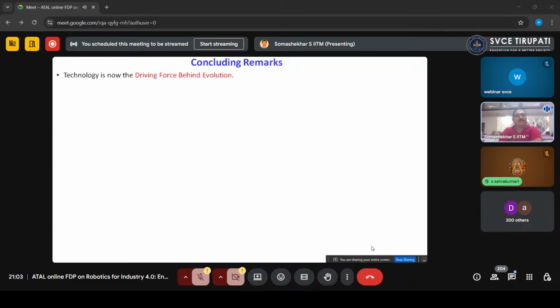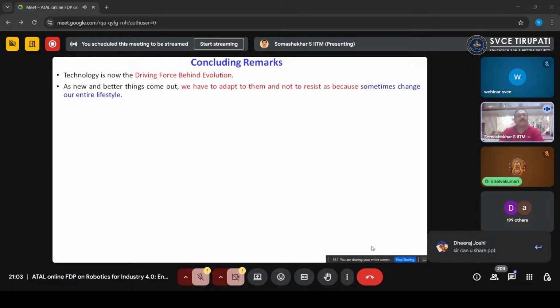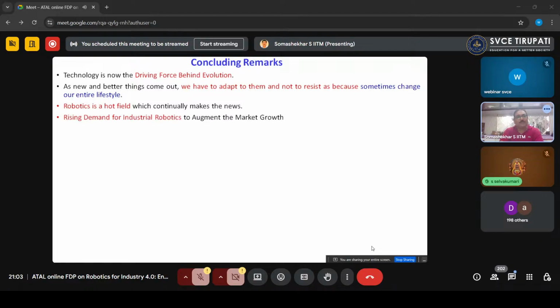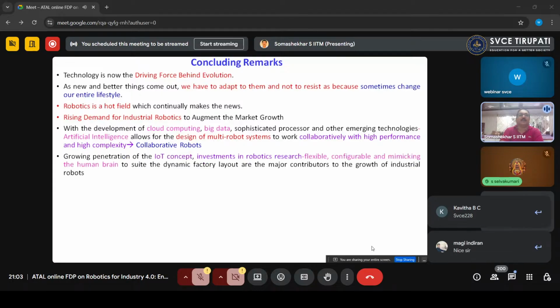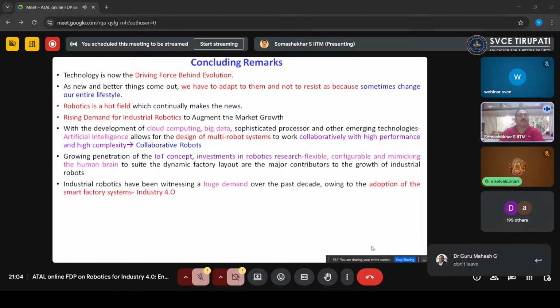The technology is now the driving force behind the evolution. As new and better things come out, we have to adapt to them, not resist, because something changes our entire life. Robotics is a hot field which continuously makes the news. The rising demand for industrial robots augments market growth with the development of cloud computing, big data, and sophisticated processors, making these robots collaborative, working together in the industry. The growing penetration of the IoT concept and investment in robotic research form flexible, configurable robots, mimicking the human brain, to suit smart manufacturing.